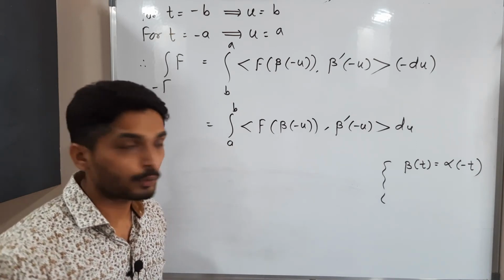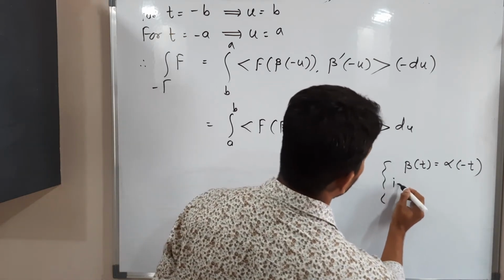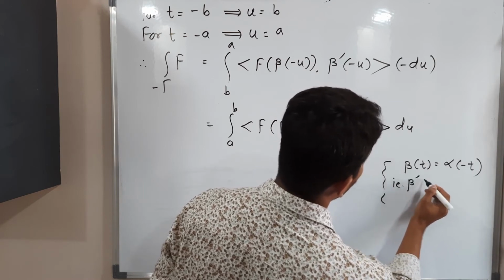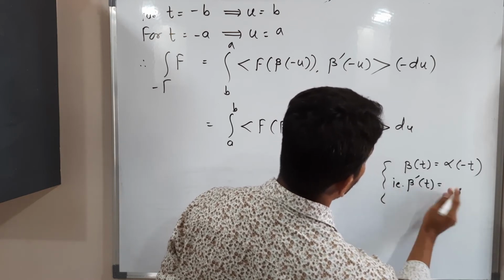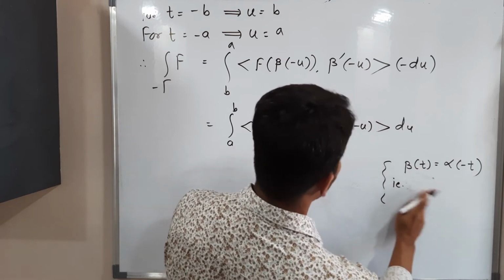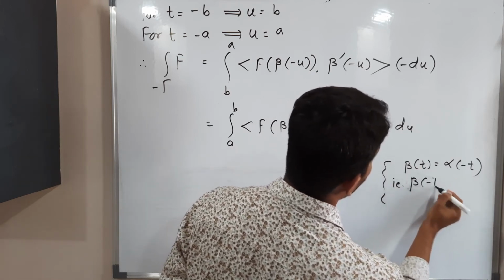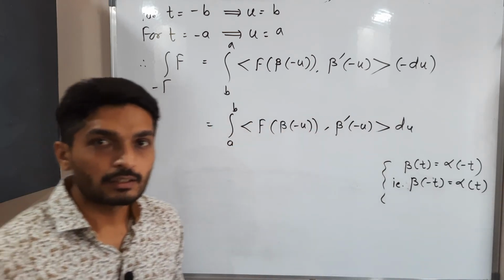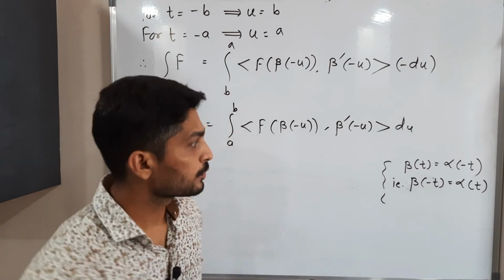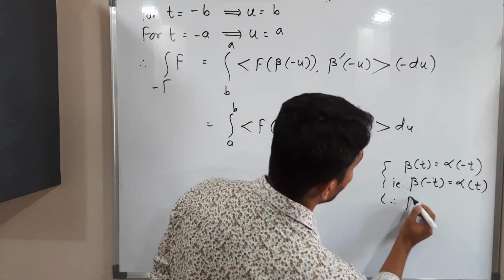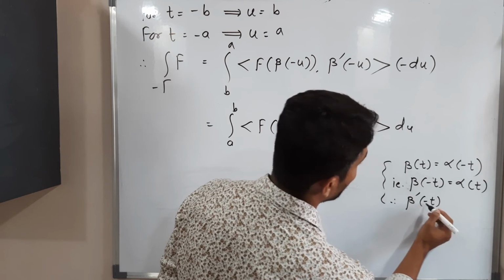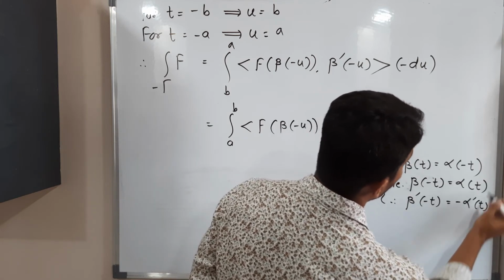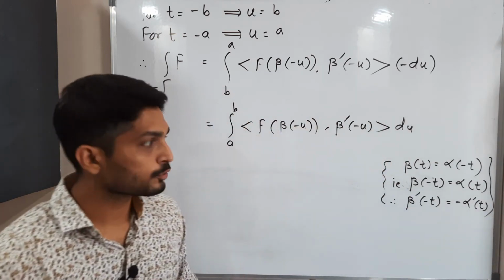Getting beta of t is equal to what? Alpha of minus t. That is beta dash of t. Beta dash of t is equal to, or we can say beta of minus u we have. So beta of minus t is equal to alpha of t. Just the sign should be opposite. This care we need to take. Okay. So therefore, if you take the derivative, beta dash of minus t, again there will be the derivative of the minus sign. So this is minus alpha dash of t. Getting the point? So that minus sign will be there.